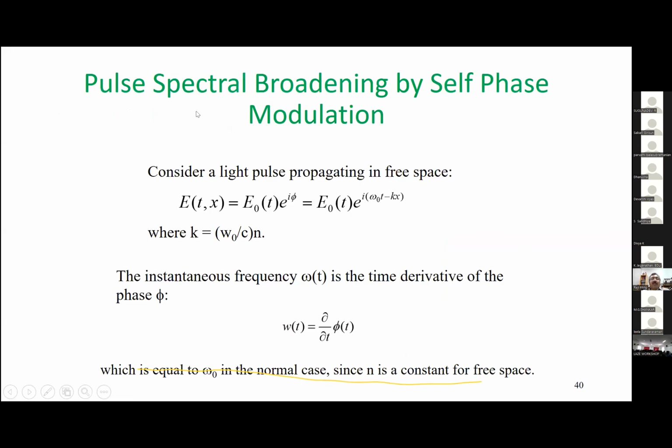Now, I will talk about pulse spectral broadening by self-phase modulation, and probably I'll be finishing with that. So if you consider a light pulse propagating in free space, you write E equals E naught e to the power i phi, where phi is the phase, which can be written as omega 0 t minus kx, where k is given by omega 0 n by c. The instantaneous frequency omega(t) is the time derivative of the phase, as we know, and that is given by omega(t) equals d by dt of phi(t). In the normal case, what you get here is omega naught, because n is a constant for free space. Now, this is all good for linear things.